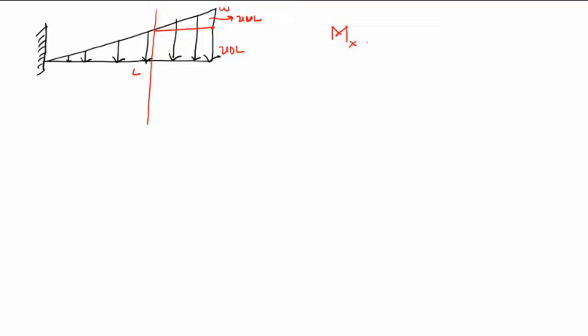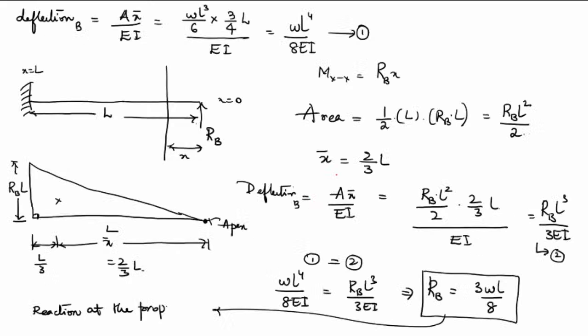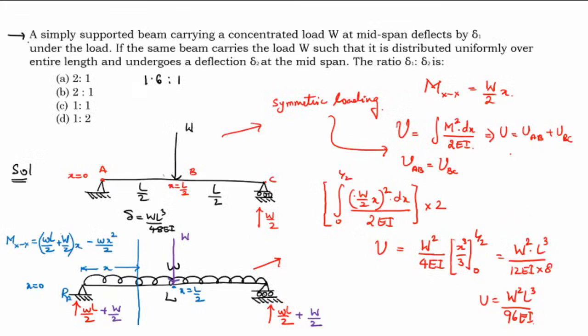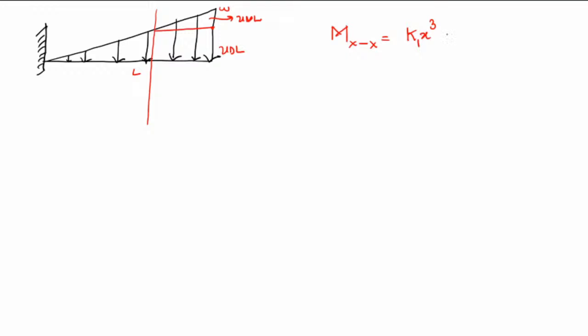So your bending moment curve for UVL, you have derived as some constant k1 into x cube. And for UDL also, you have derived it as some constant into x square. So this is of the form k1 x cube plus k2 x square. I cannot apply the formula of the spandrel here.